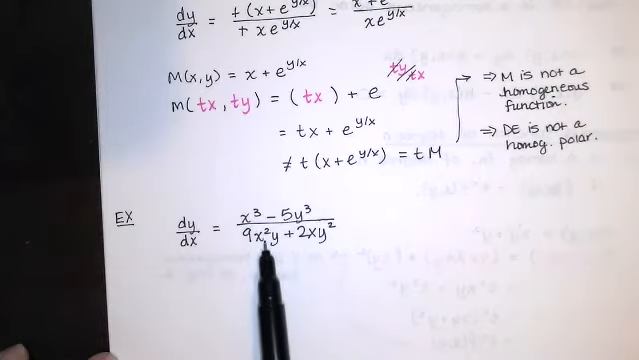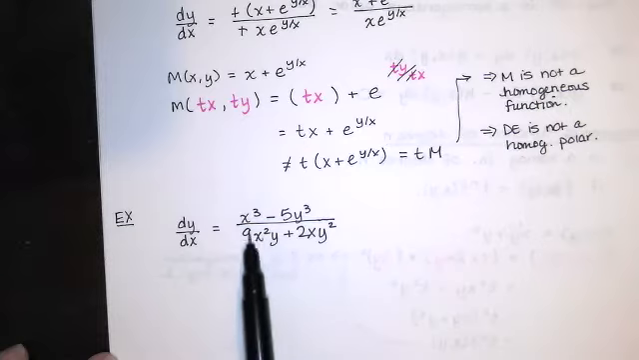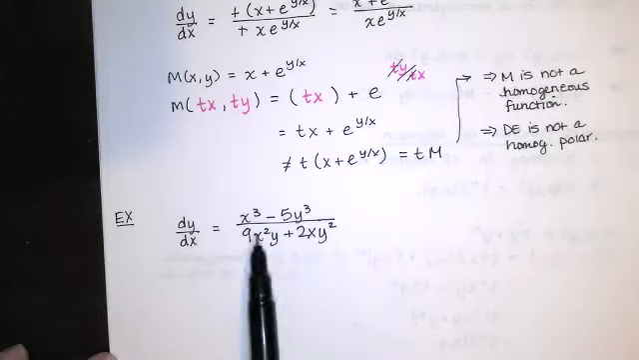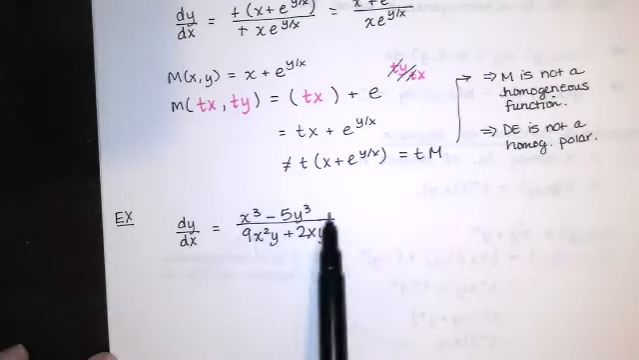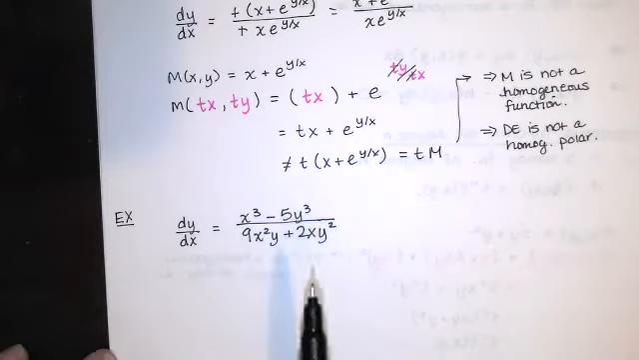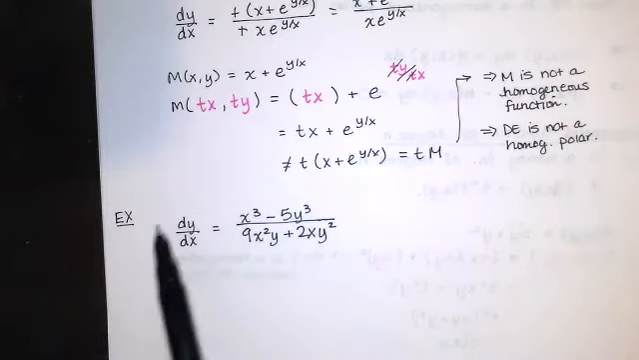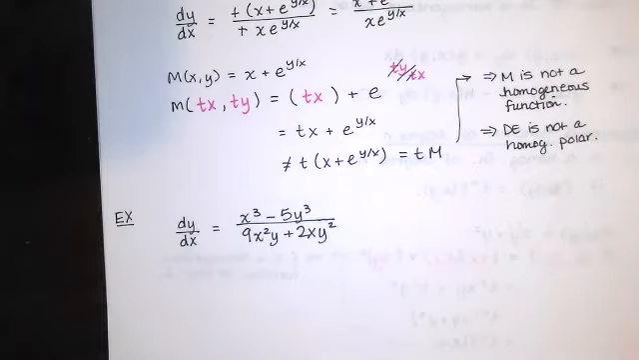So if I replace the x with tx and the y with ty here, I'm going to have a t cubed that comes out of that product. And I'll have a t cubed that comes out of this product as well. So this is a homogeneous function of degree 3, and this is a homogeneous function of degree 3. And that means this differential equation is a homogeneous polar differential equation.